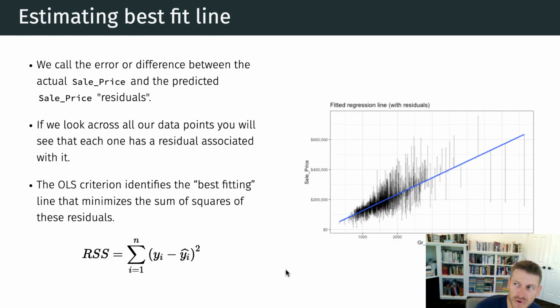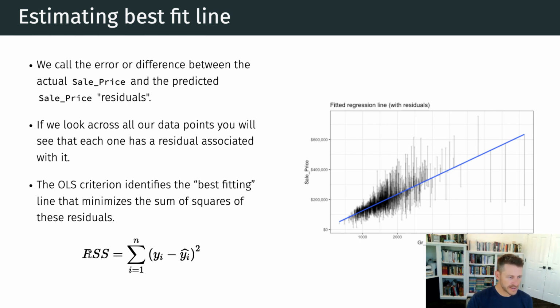So if we actually did this for every single home, we can see we have residuals for all of these homes, right? Compared to the actual predicted value that this line provides. So the way that we fit this line is we find the line that will minimize the squared differences of all these residuals, right?